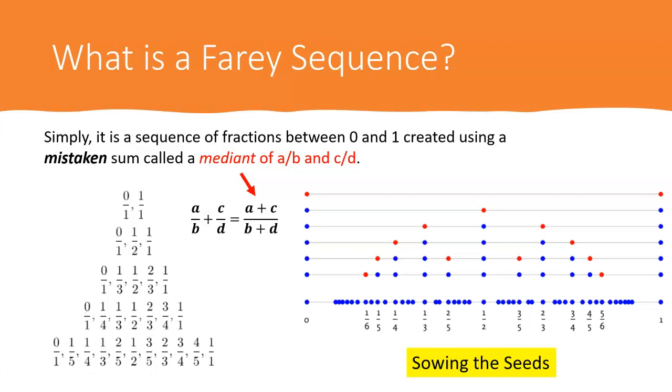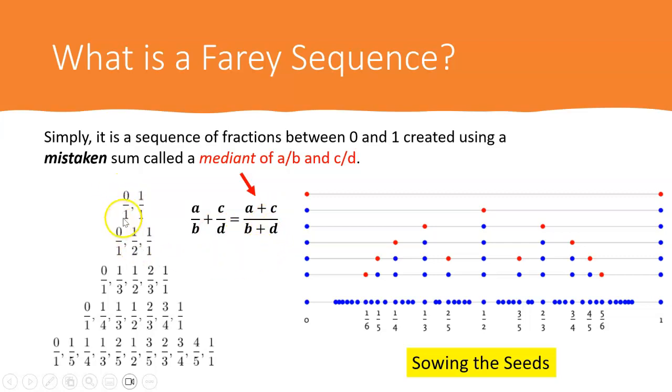So what is a Farey sequence? Simply put, it's just a sequence of fractions between 0 and 1. The key thing, though, is how it's created. It's created using a mistaken sum we call a mediant of a/b and c/d. In elementary school, when you start learning fractions, you would say a/b plus c/d, find a common denominator, and proceed from there. But in a mediant, we take the numerators and add them together, take the denominators and add them together, and get a new fraction.